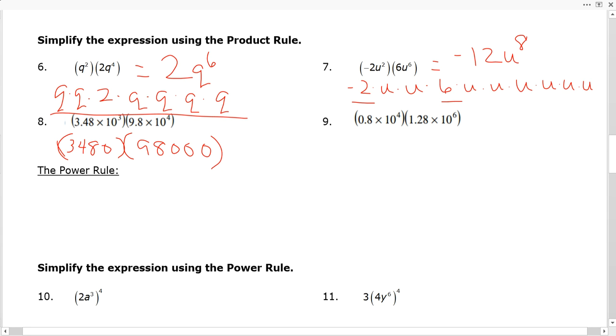So you can think about it that way, or you could think about multiplying 3.84 times 9.8. Handy dandy calculator. I don't think this one works. Oh, it does work. Okay.